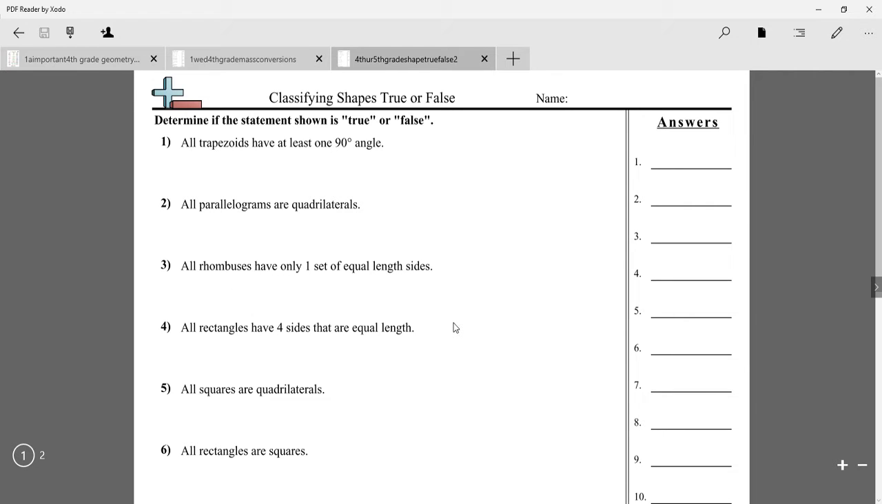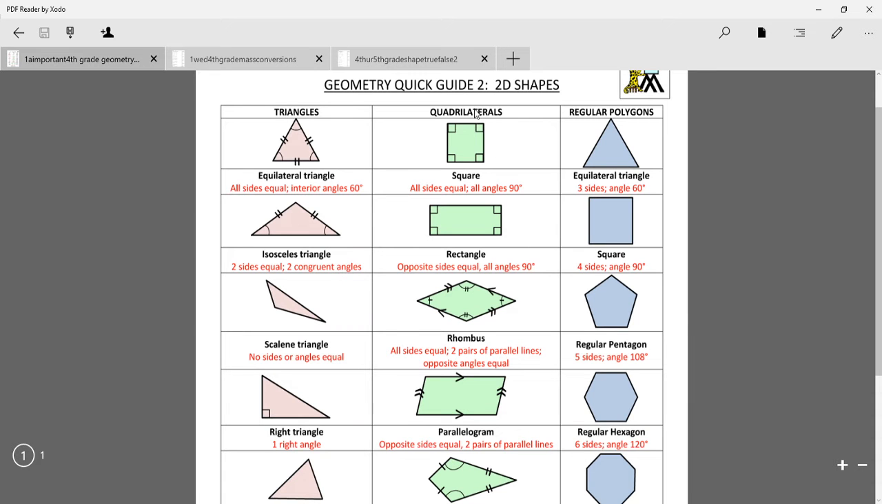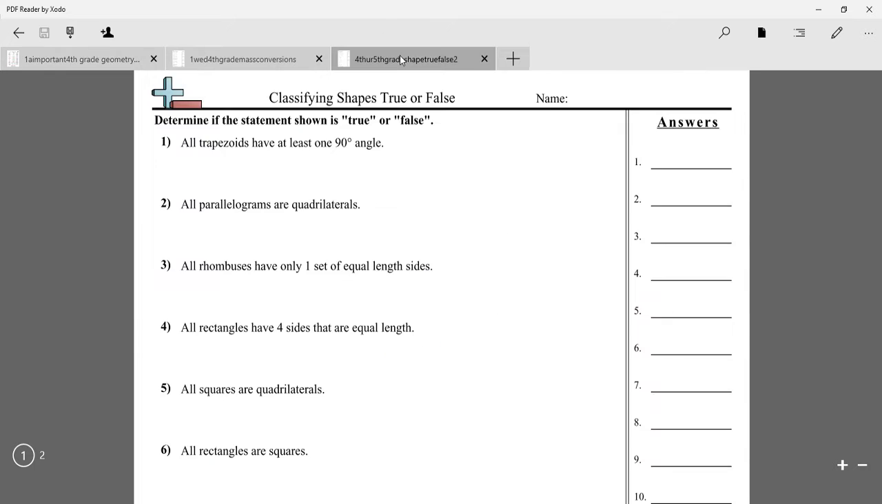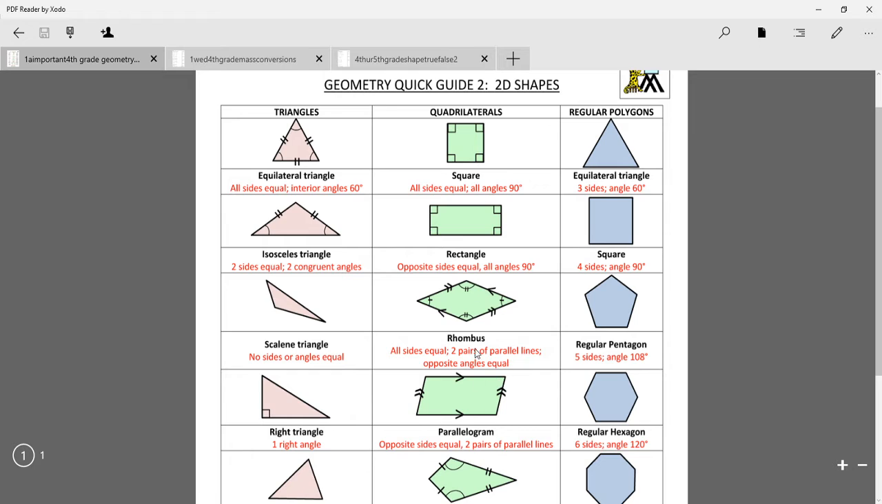Once again, we're going to go over some true and false questions about shapes. So, I'm going to once again go over and reference this. These are specifically about quadrilaterals. So we're going to focus on this column, and I will once again link this page right here in the description because it is good to look at.